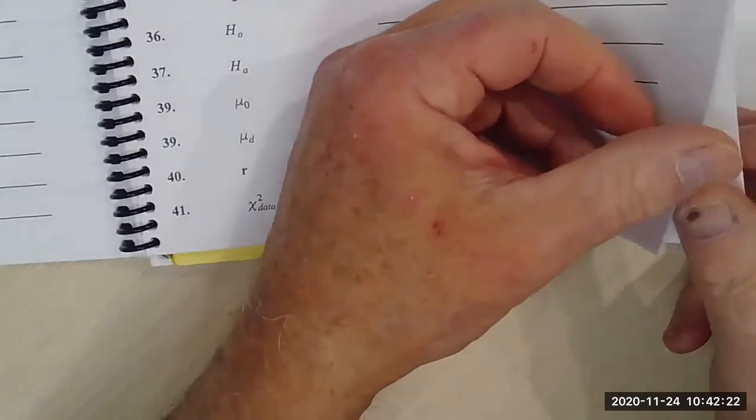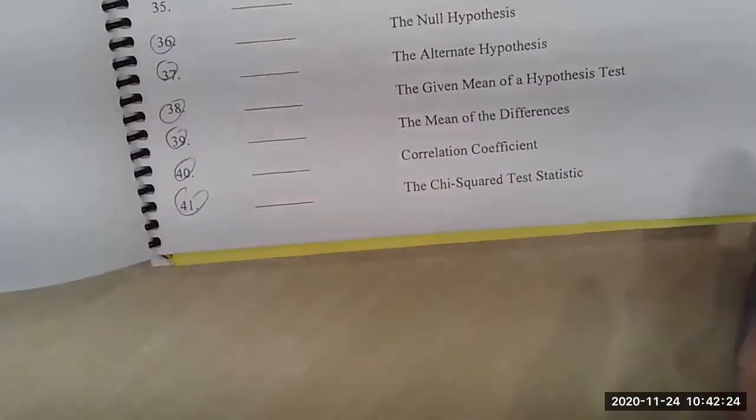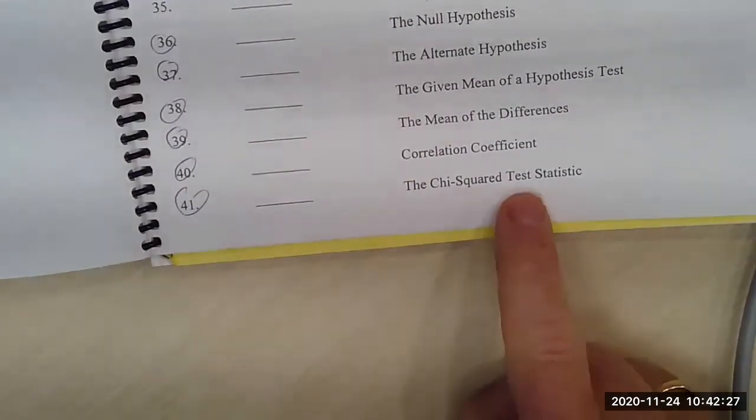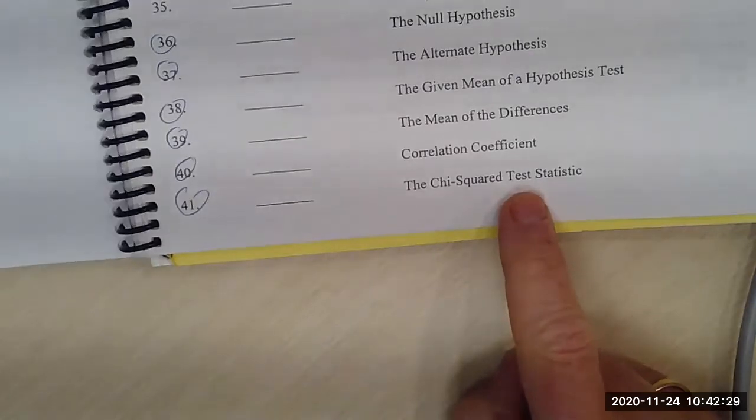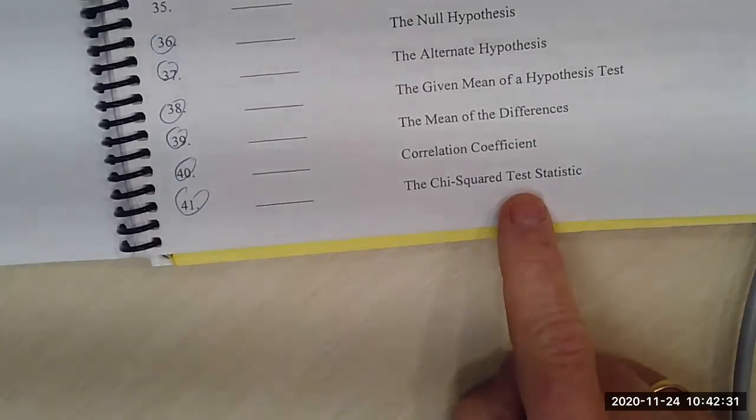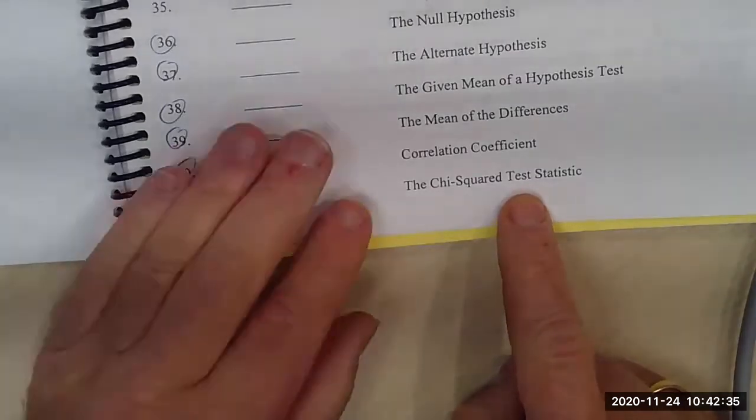This right here with the data is a data number that you guys have seen, like a T data, Z data. It's called a chi-squared data. And the definition is the chi-squared test statistic. The other one would be a Z test statistic.